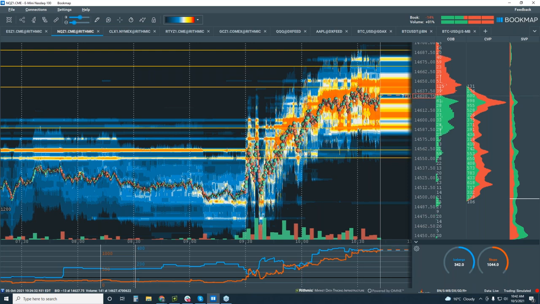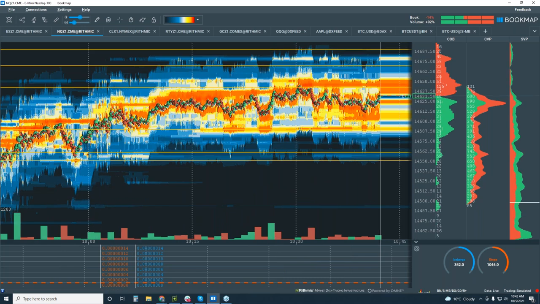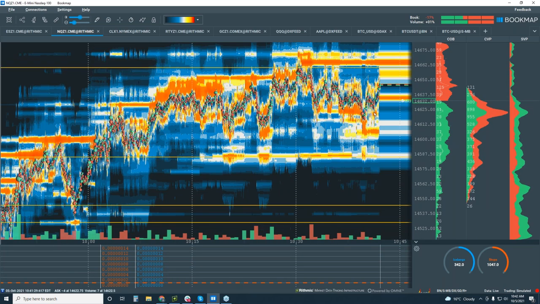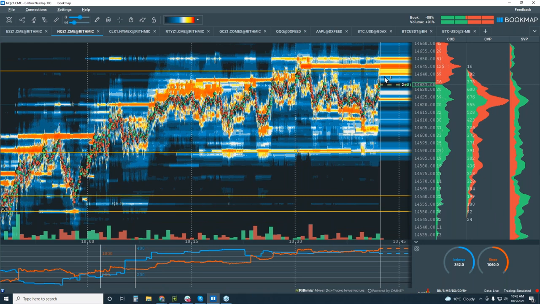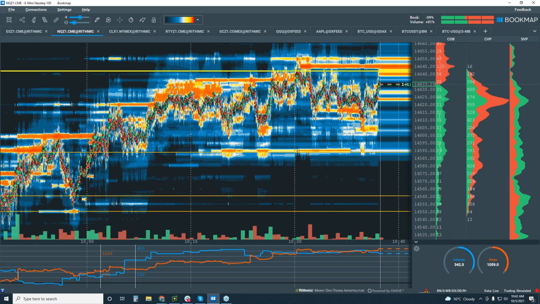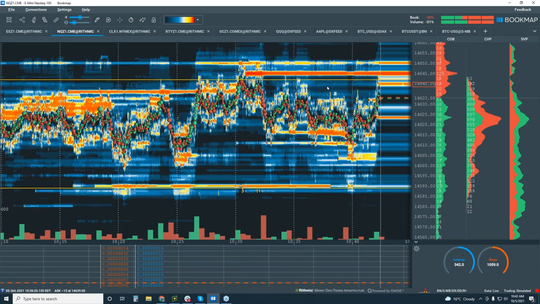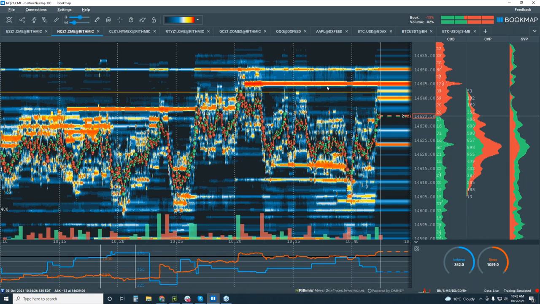Right, and here we go. Yeah, so sellers had their little day in the sun. Okay, moved it down, and we're floating right back up. And buyers will continue to grind this higher, looking for them to trade into this liquidity now up here, at 640, 645, maybe 650.